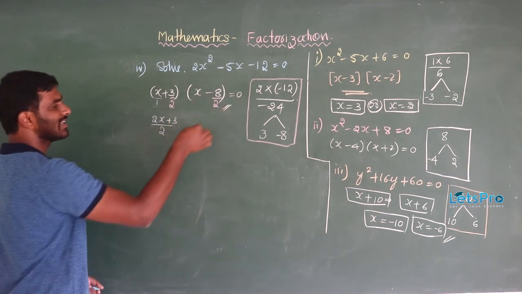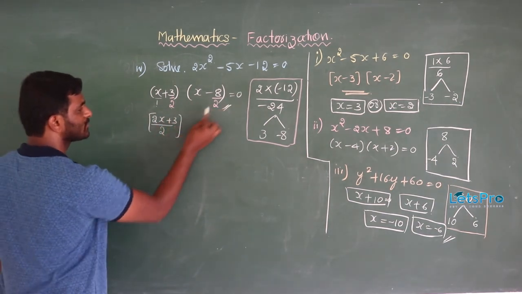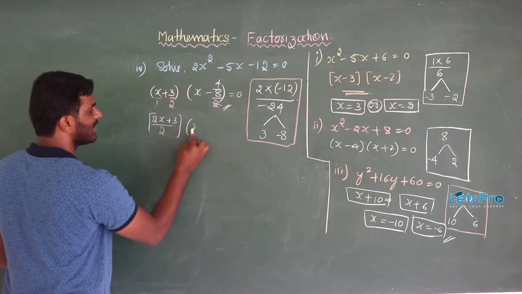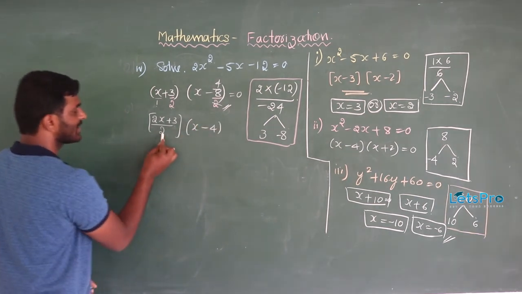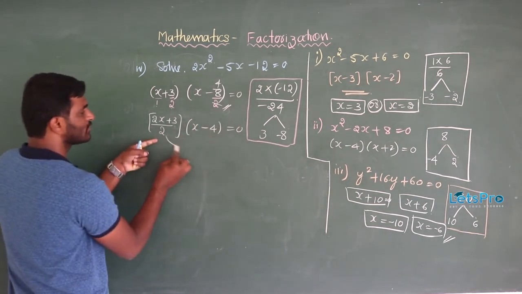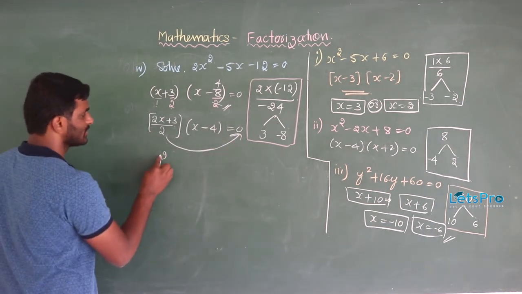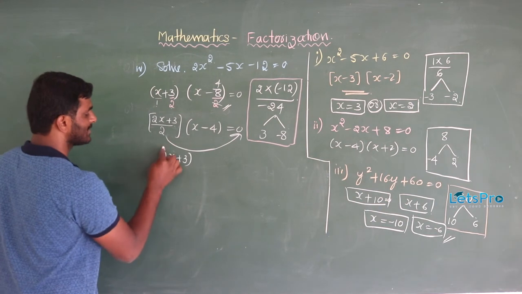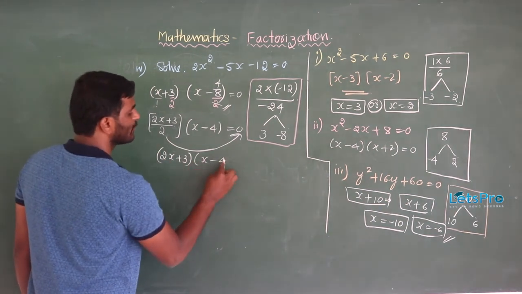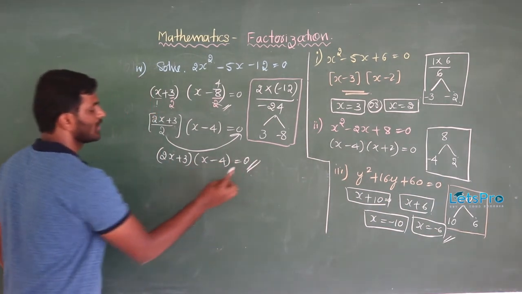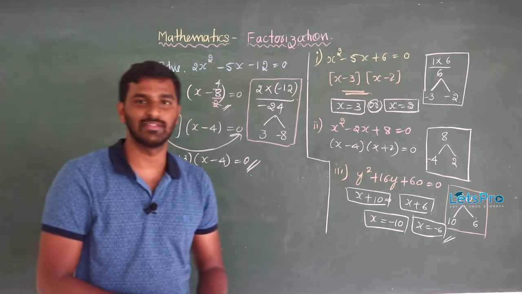Otherwise, we can also write it like this: 8 by 2 is 4, hence x minus 4. Take the 2 to the right side. If you multiply the 2 with 0, exactly we get 0. Hence, 2x plus 3 and x minus 4 are the two factors. It's too easy.